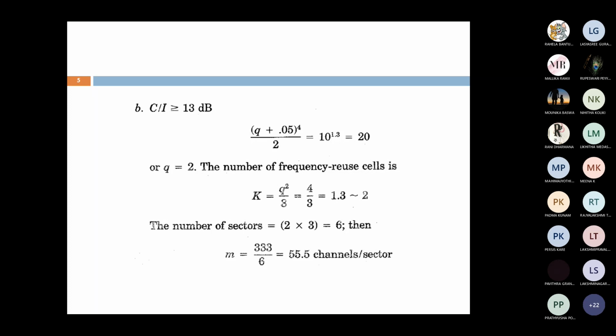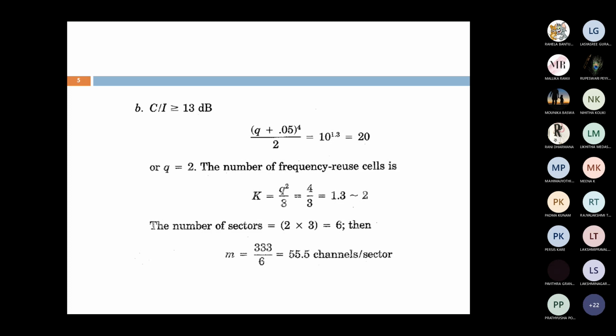And case B is C by I is greater than 13 dB. Then substitute Q plus 0.5 power of 4 divided by 2, which is equal to 10 power 1.3, which is equal to 20. Then multiply, Q equal to 2. Then K is also approximately equal to 2.